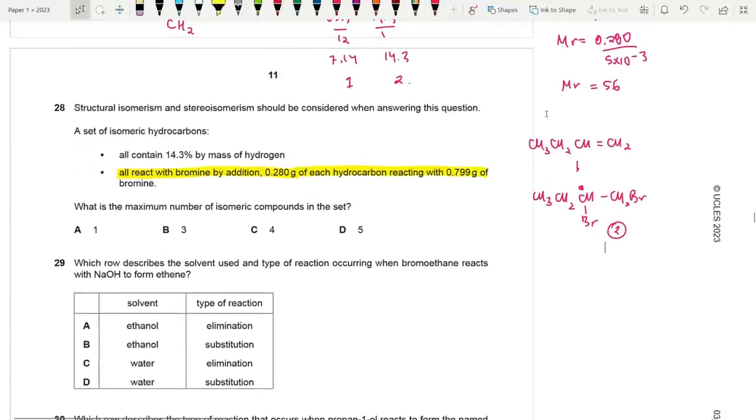Okay, now what about but-2-ene? That is CH3CH=CHCH3. If you add bromine, you end up with CH3CHBrCHBrCH3.